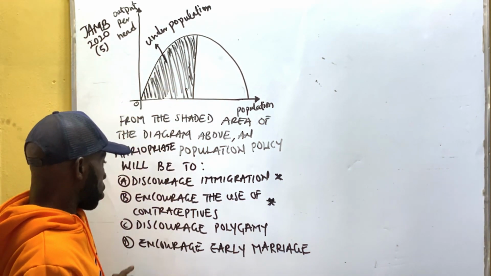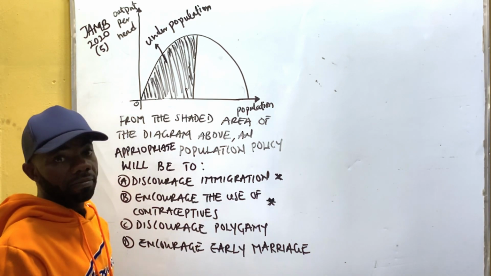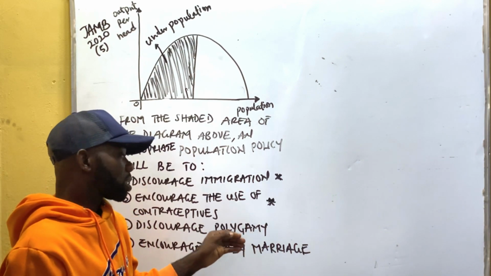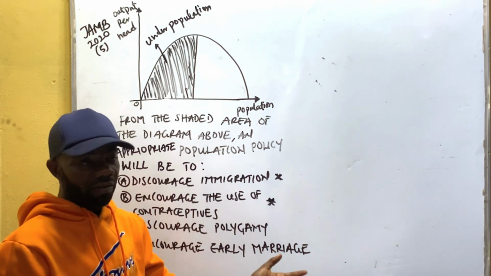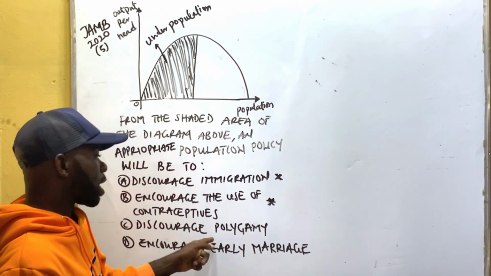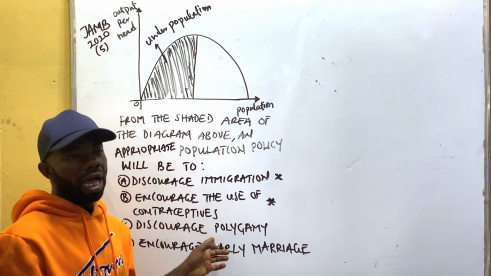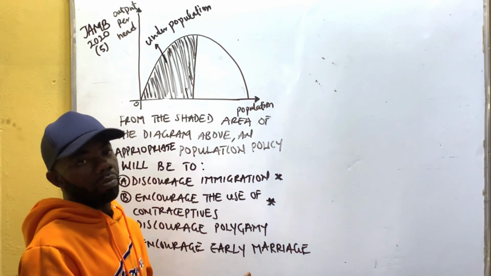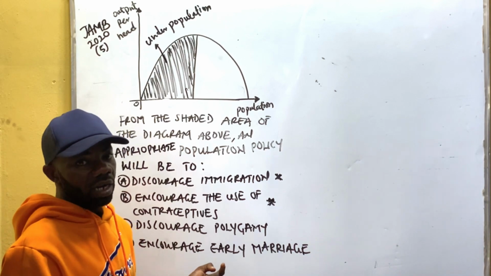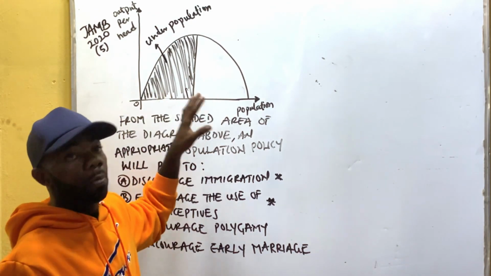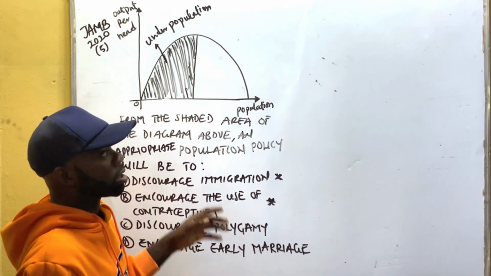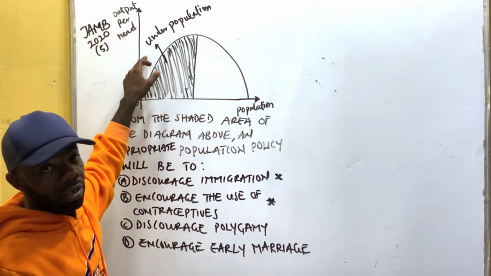So this is also wrong. Discourage polygamy. Polygamy is the privilege to have more than one wife by a man. Now, if we discourage that, it means that we will not have too many children coming in from a man, because it will be one man, one wife. And that's going to reduce population or probably discourage increase in population. It will help this diagram.